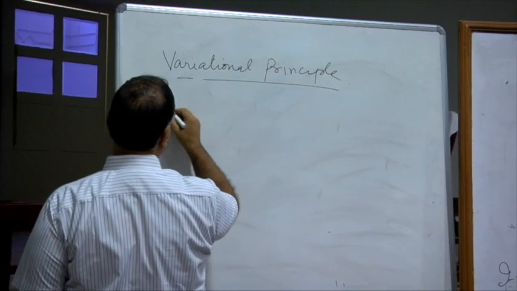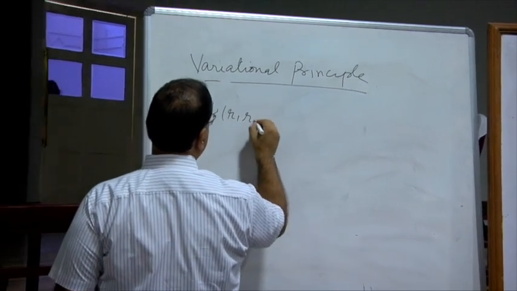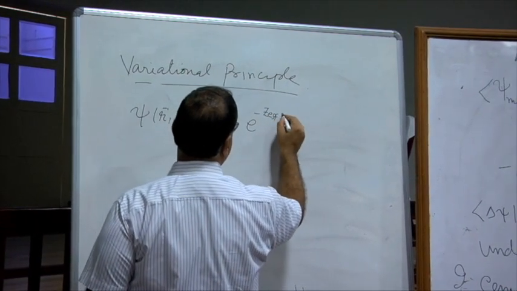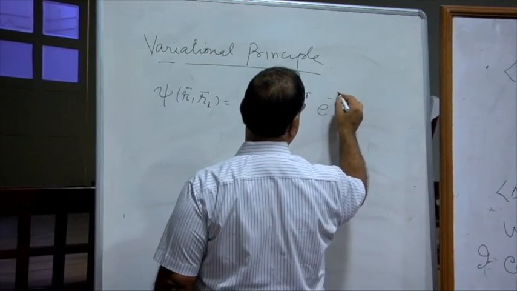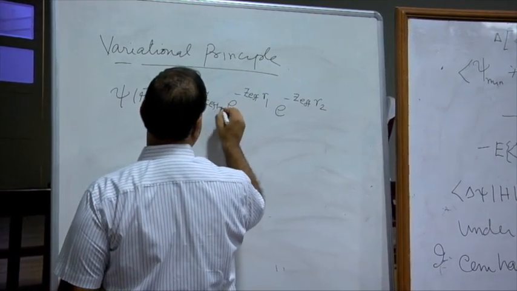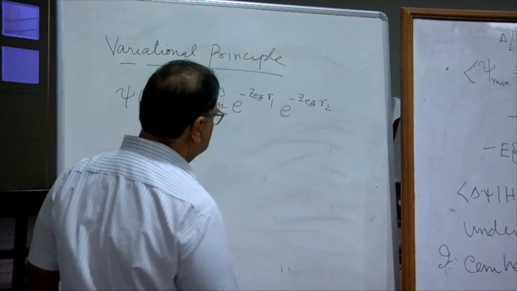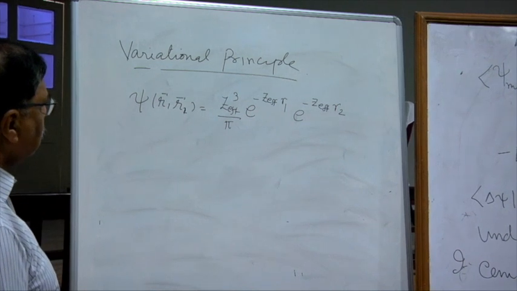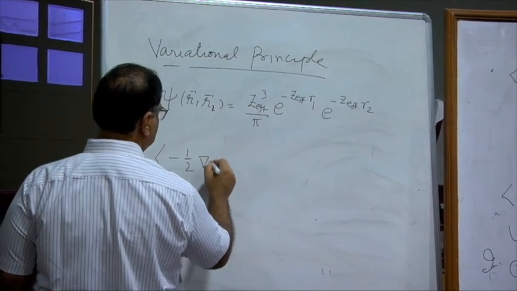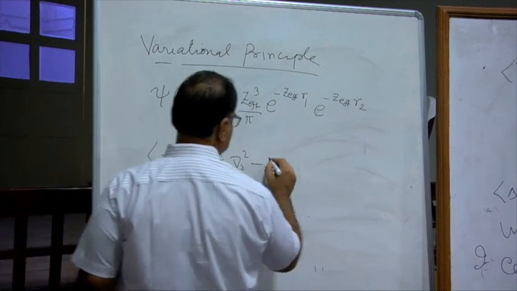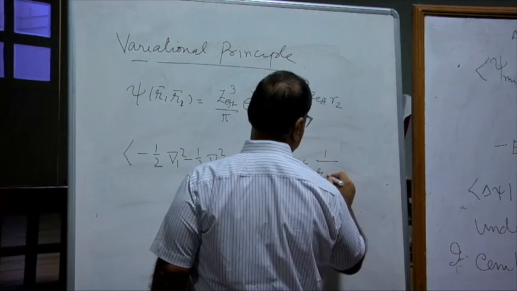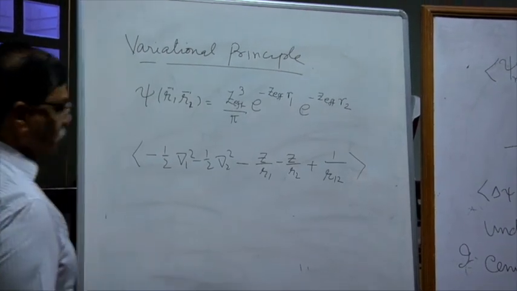We took three kinds of wave functions for the helium-like system, so let me take the first one, which was e raised to minus Z effective r1, e raised to minus Z effective r2, and there's a normalization constant which becomes Z effective cubed over pi. So in applying the variational procedure, what I'm going to do is calculate the expectation value of the kinetic energy minus Z over r1 minus Z over r2 plus 1 over r12 and minimize with respect to Z effective.